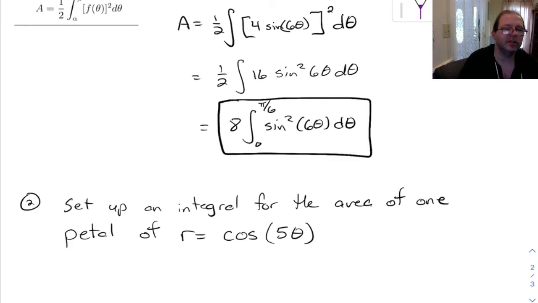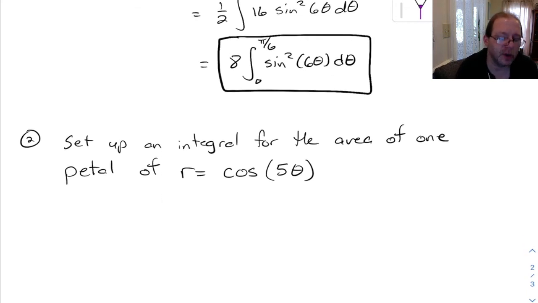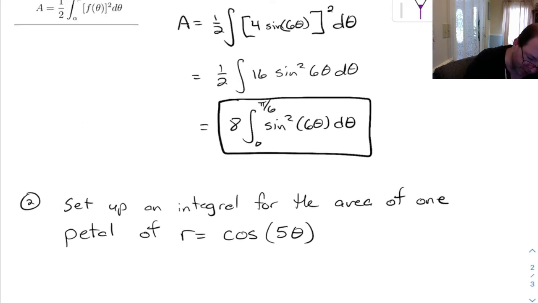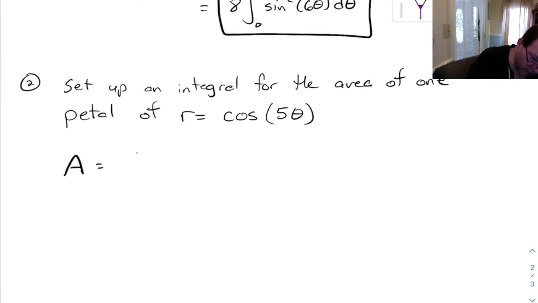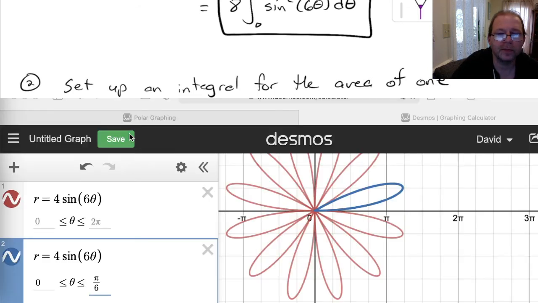Okay, the next one is very similar. Set up an integral for the area of one petal of r equals cosine 5 theta. All right, so again, the setup is really easy. It's just going to be 1/2 integral cosine 5 theta, and I have to square that, d theta. But our endpoints are going to be the tricky bit. Let's graph it and play with it for a moment before we try to work those out.